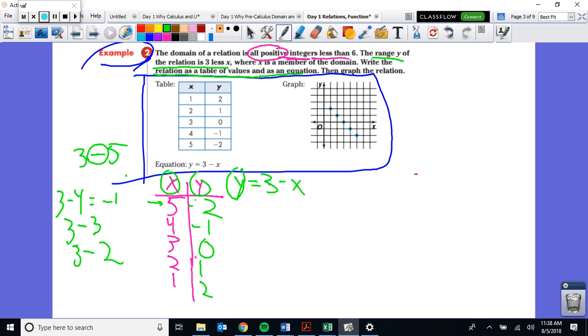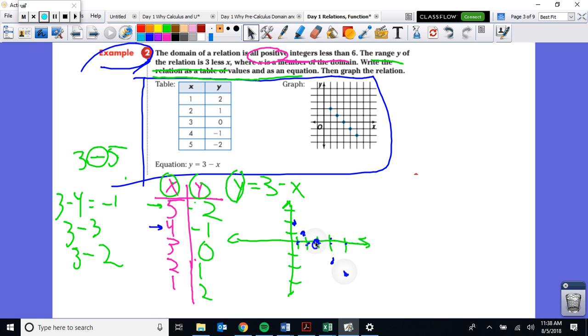Okay? Now we need to graph. Okay, we can graph them. We can do this roughly, but I think we can do it. Okay, 1, 2, 3, 4, 5. 1, 2, 3. Negative 1, negative 2, negative 3, etc. Okay. 5, negative 2. 4, negative 1. 3, 0. That's my x-intercept. 2, 1. And 1 and 2.